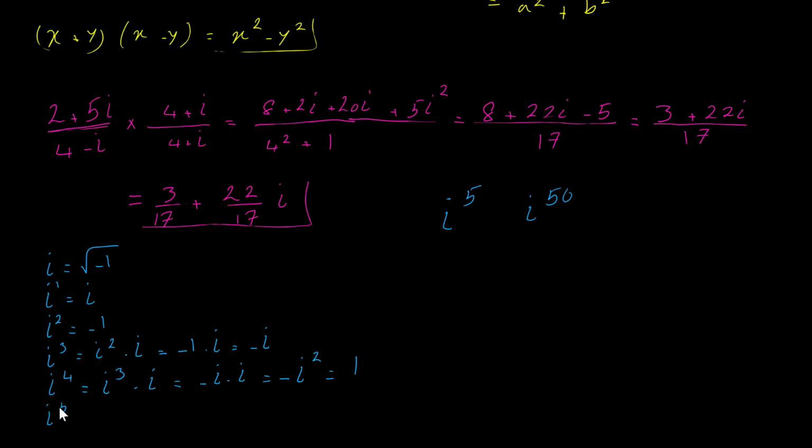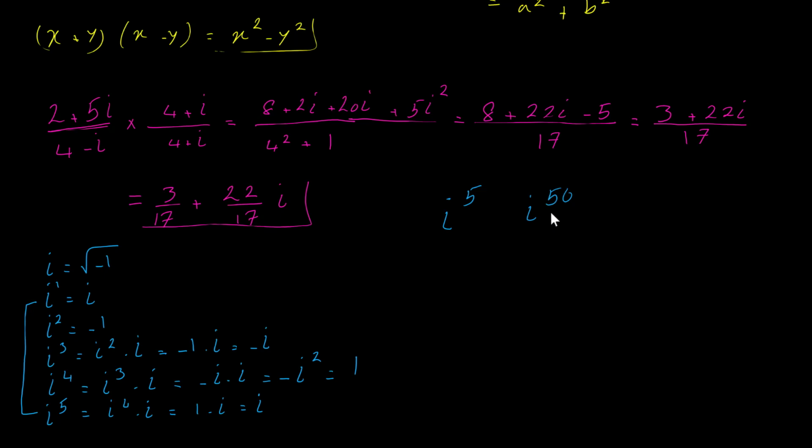And i to the 5 is i to the 4 multiplied by i. i to the 4 we said is 1 multiplied by i, and then it gives us another i. So we see that i to the 5 is basically equal to i to the 1. So we have a cycle. So it goes 1, 2, 3, 4, and then it repeats.